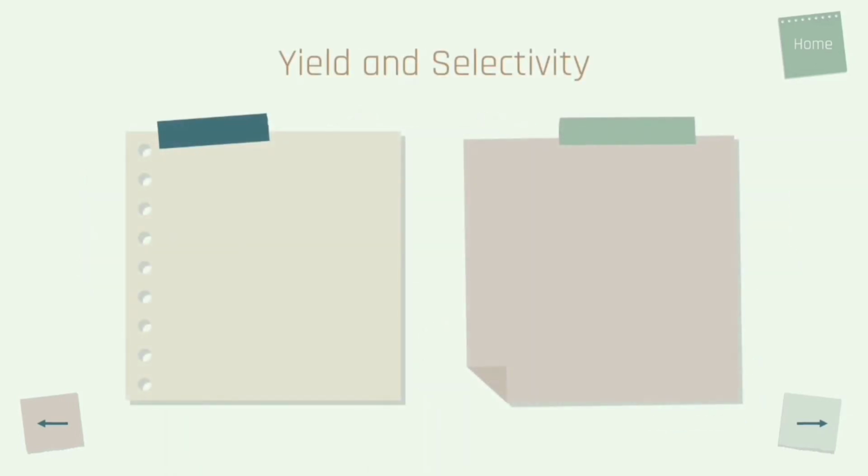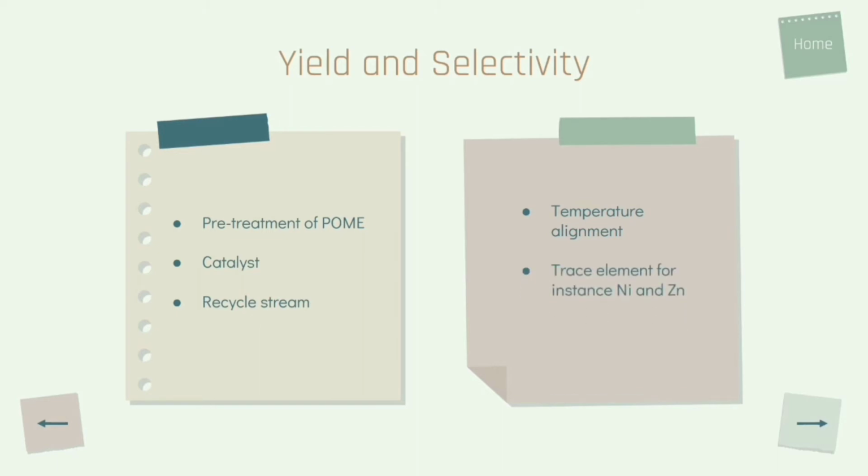For the last part of the Reaction Engineering I, in order to improve the yield and also the selectivity of the reaction, few enhancements need to be done, which firstly, the pre-treatment of pomade to improve its microbial activities, that also work the same as the addition of catalyst as mentioned before, and also to add a recycle stream to increase the conversion of the overall reaction. Other than that, the temperature should be frequently observed to ensure it is always in the optimum range. Lastly, by adding trace elements, for instance nickel and also zinc, that will enhance the selectivity of the methane formation.